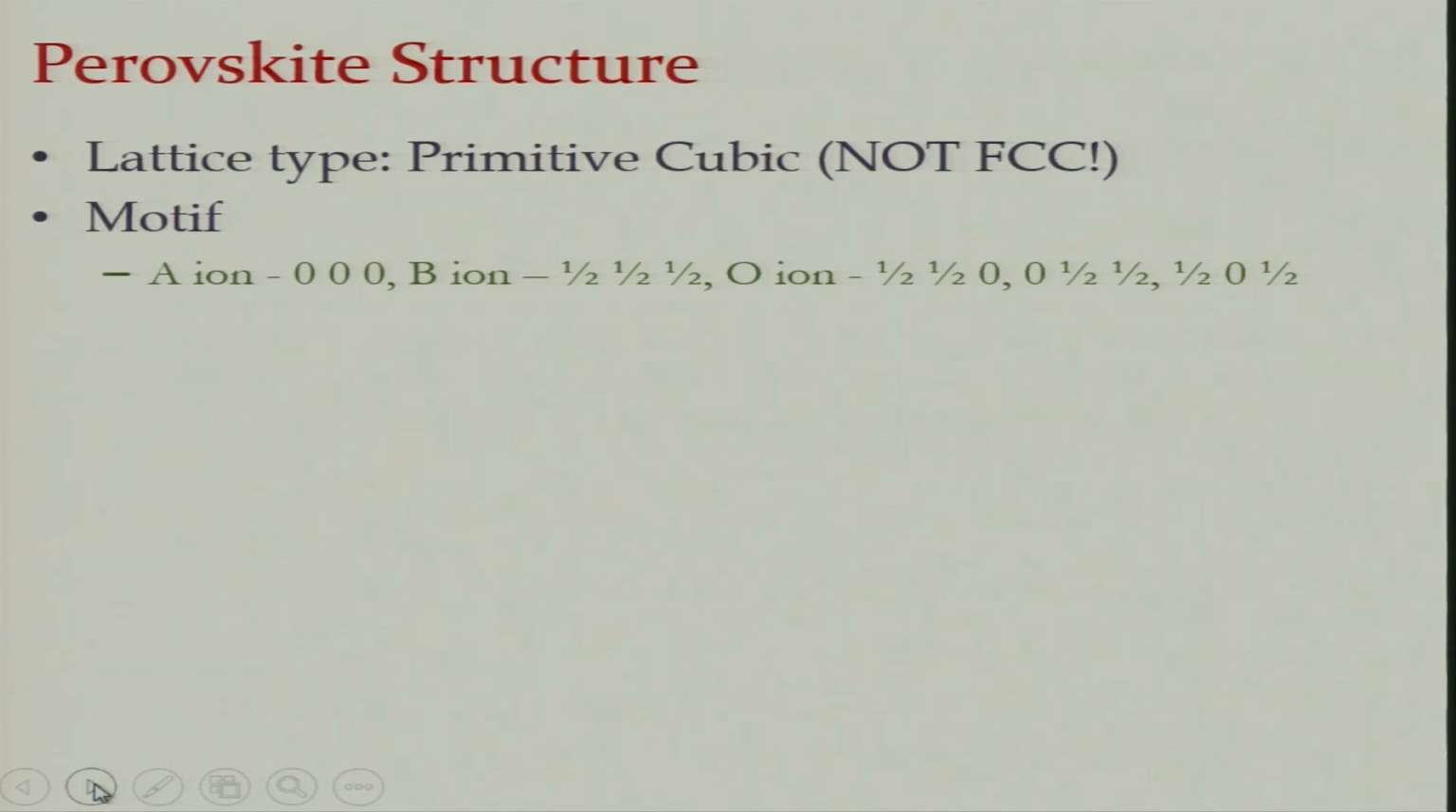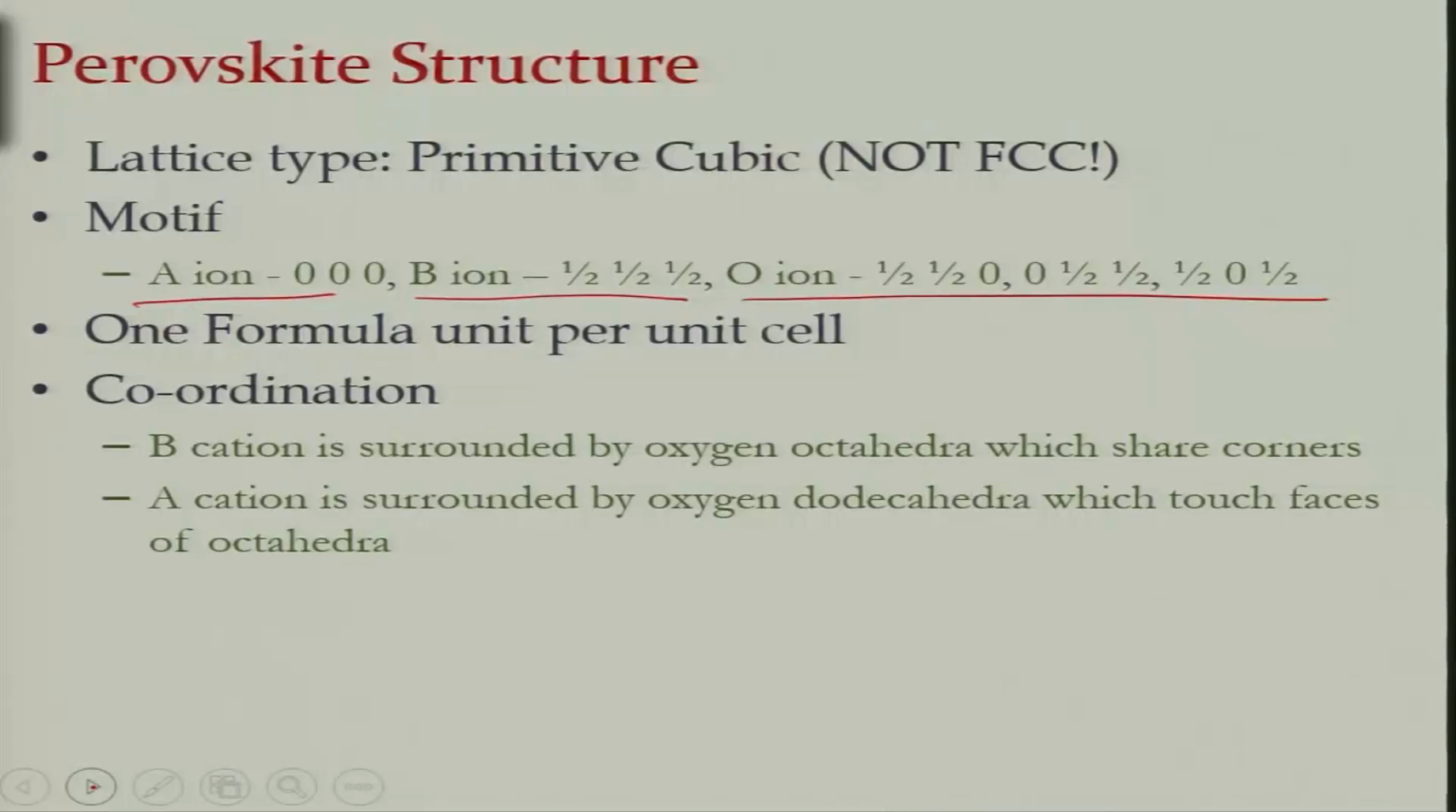As a result, the motif is A at 0 0 0, B at half half half, and oxygen at half 0 0, 0 half half, and half 0 half. You will have to define all the positions for a primitive cubic structure. So, basically it is a molecule, right. One molecule is sitting at one lattice point. So, you have one formula unit per cell, that is why one formula unit is one lattice point, okay. And coordination is, B is surrounded by oxygen octahedra and A is surrounded by oxygen dodecahedra, which touch the faces of the octahedra.